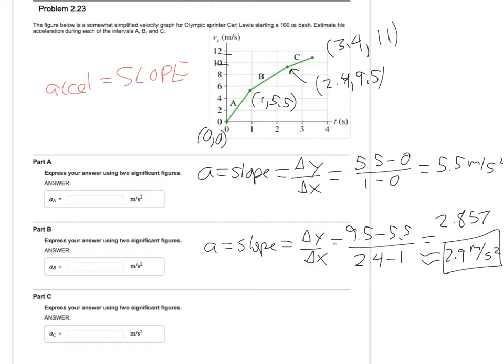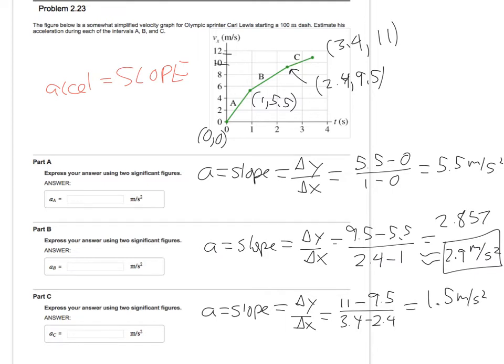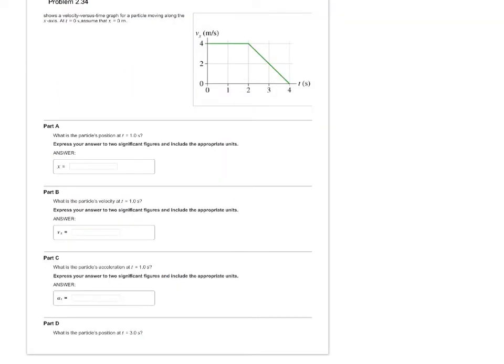So I'm going to go ahead and calculate my slope once again. So it's going to be 11 minus 9.5 over 3.4 minus 2.4, which ends up giving me a slope here of 1.5 meters per second squared. And we look at it just from its appearance. A is clearly the greatest slope, then B, then C.